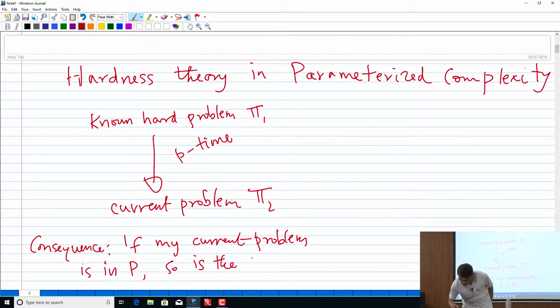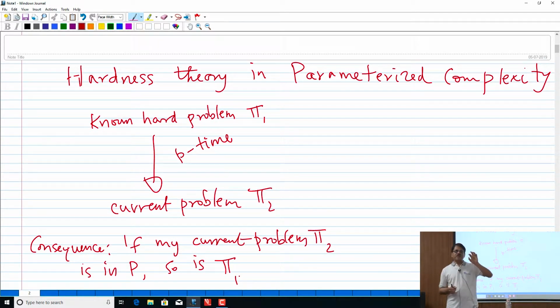This is why, in the whole definition of NP-complete reductions, the reduction is supposed to be polynomial time. So how do we prove this? If my current problem pi 2 has a polynomial time algorithm, then pi 1 has a polynomial time algorithm. Why? Assuming there is a polynomial time algorithm for pi 2, how do we design, using this reduction, a polynomial time algorithm for pi 1?